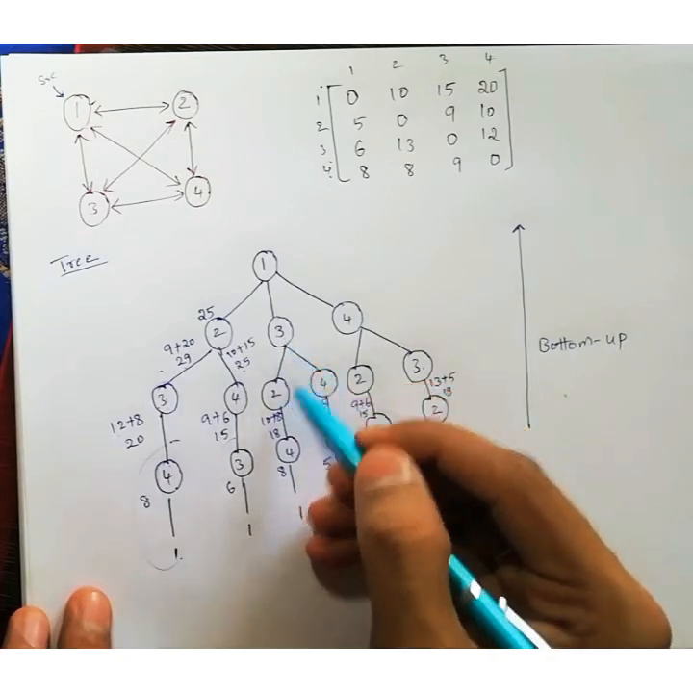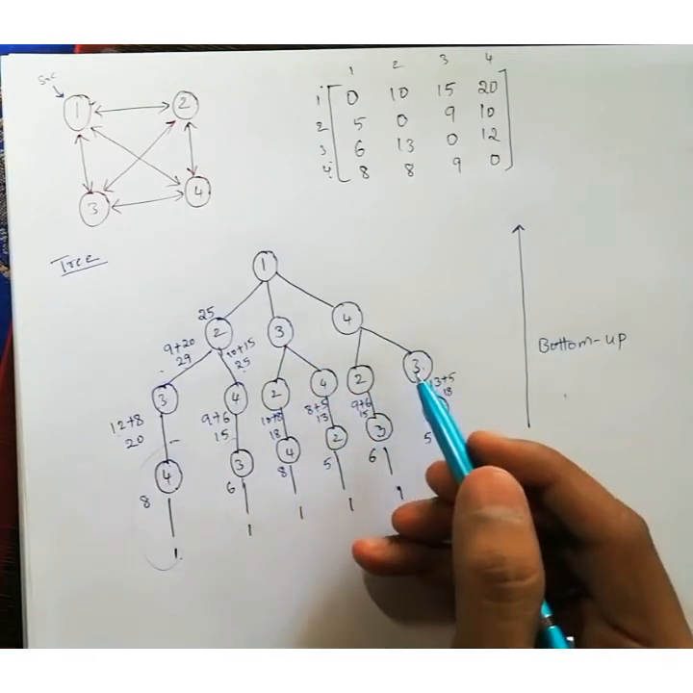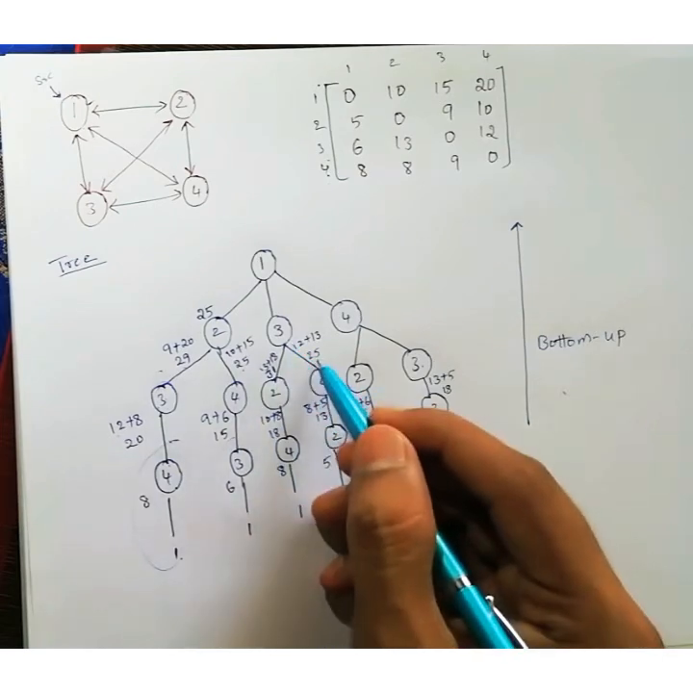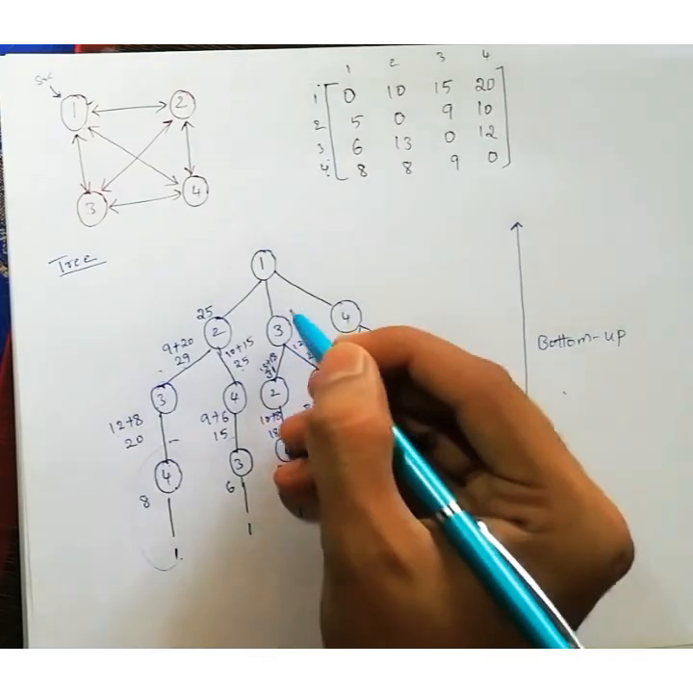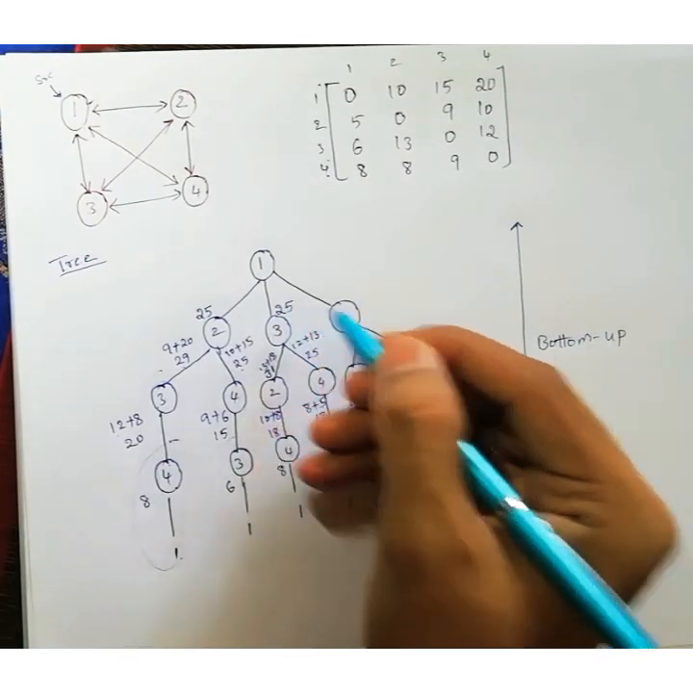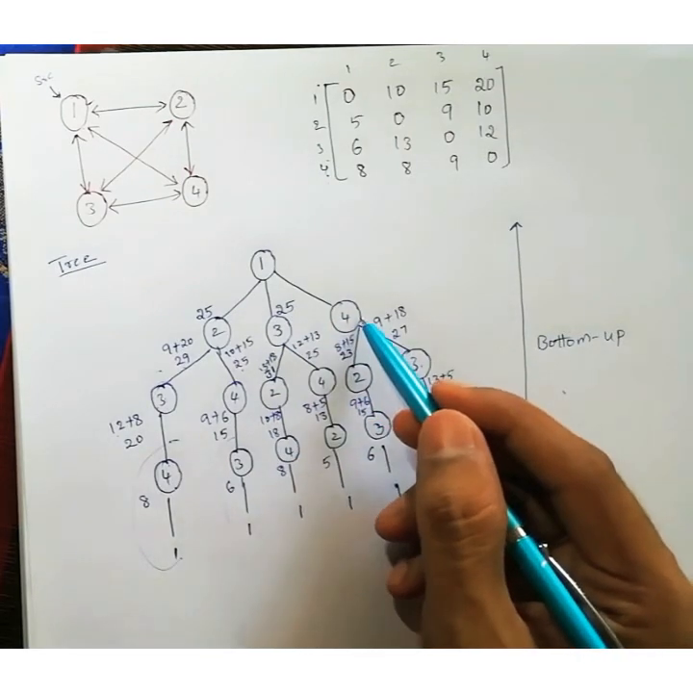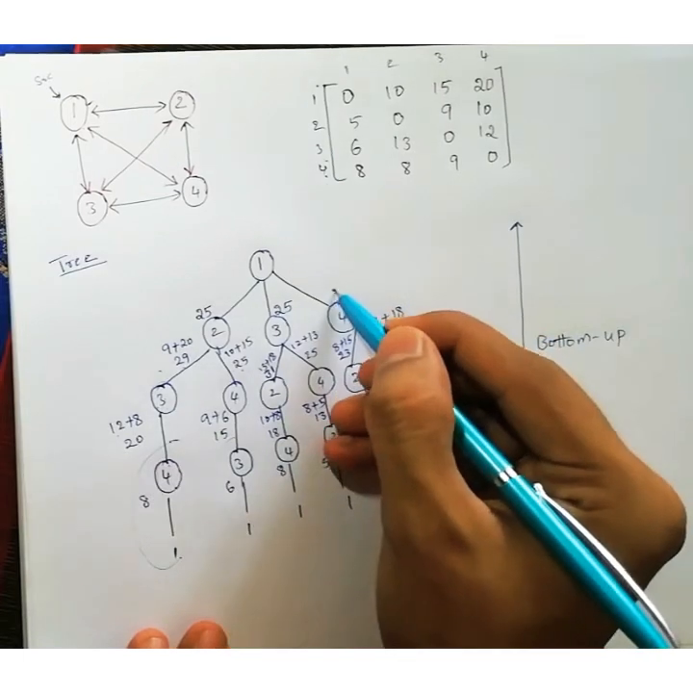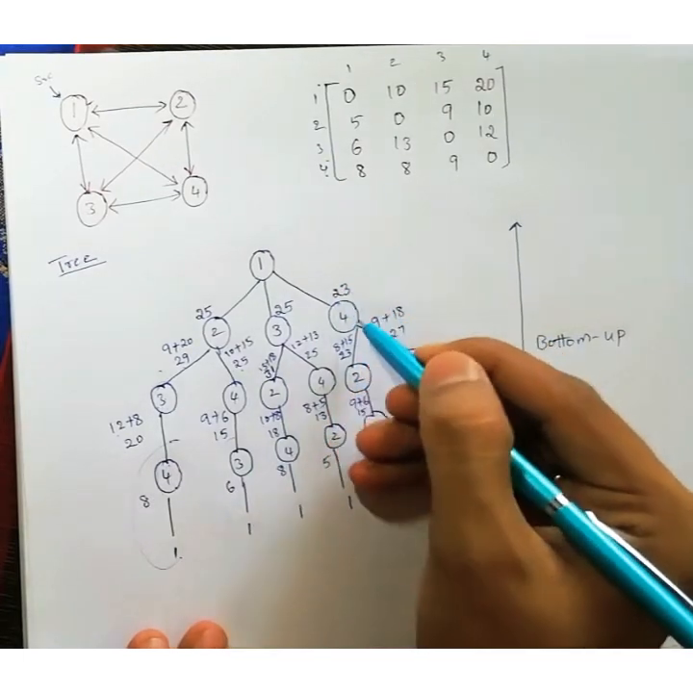In the same way, calculate this one also and this one also. So, here in this route total cost is 31. In this route total cost is 25, which is minimum. So, I will take cost of 3 will be 25. And coming to this, so total cost is 23 or 27? Minimum is 23. So, total cost of 4 is 23.